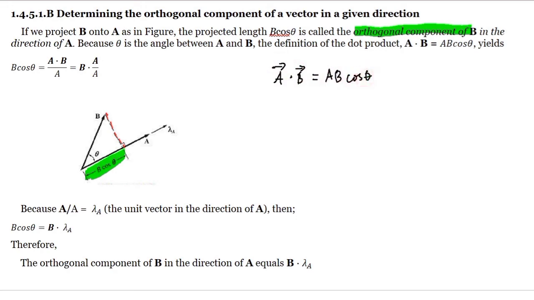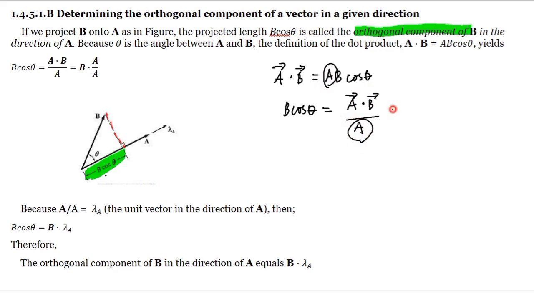Then we can say that the B cosine theta, ito yung hinahanap natin, wherein that's the orthogonal component, is just equal to the vector A dot vector B over A. No? So, ito ay naibaba lang siya dito.